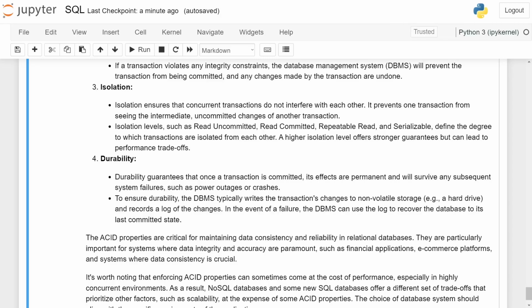Isolation. Isolation ensures that concurrent transactions do not interfere with each other. It prevents one transaction from seeing the intermediate uncommitted changes from another transaction. Isolation levels such as read uncommitted, read committed, repeatable read, and serializable define the degree to which the transactions are isolated from each other. A higher isolation level offers a stronger guarantee but can lead to a performance trade-off.